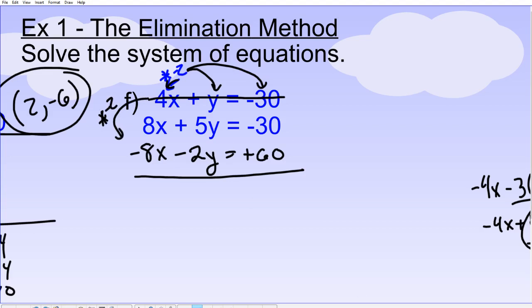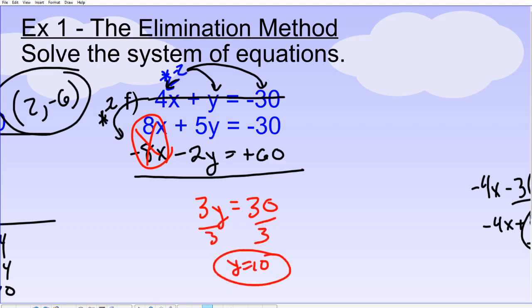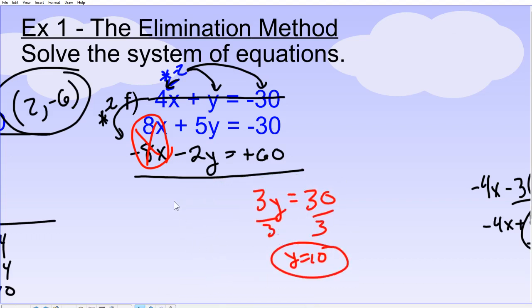And now I solve. My x's will eliminate. Boom. Gone. My y's, when I add, give me 3y. That's 5 plus negative 2 is 3. My constants, when I add them, 60 and a negative 30 give me a positive 30. Divide by 3, divide by 3, y equals 10. You notice I'm going through the easy stuff pretty quickly. It should be old news. Hopefully we shouldn't have to walk through solving a one-step equation.